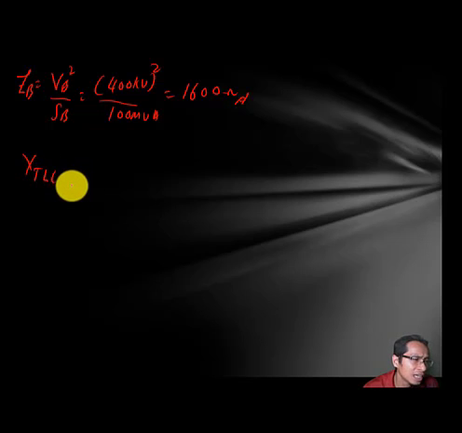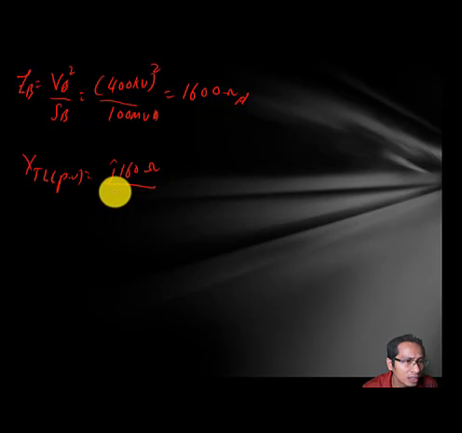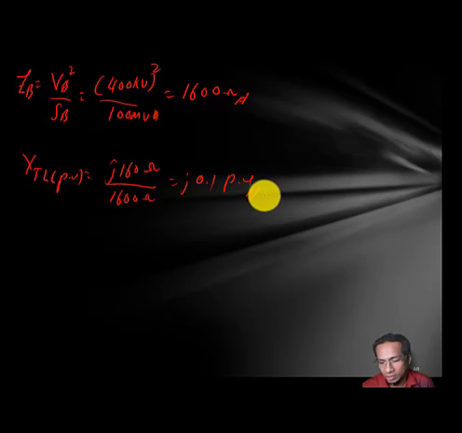XTL at transmission line per unit is equal to J160 ohm over Z base, 1600 ohms. So we will get J0.1 per unit. Okay. So we have changed all the old per unit into the new per unit values.